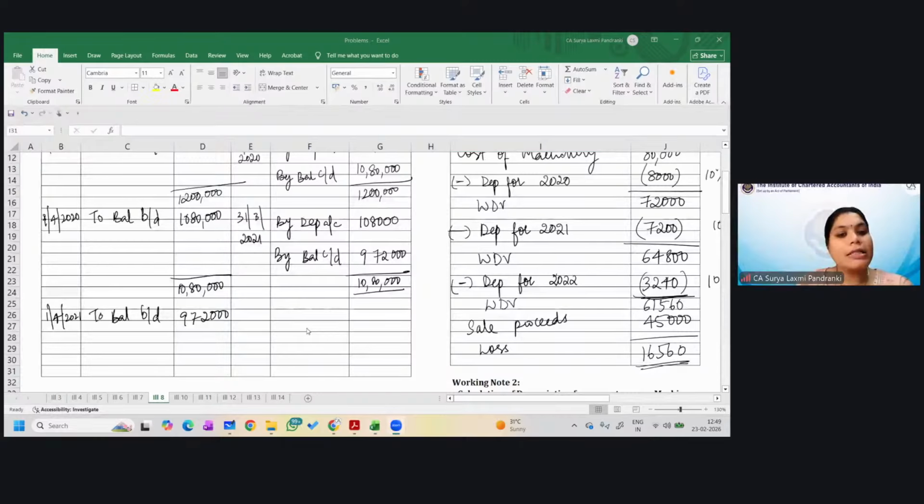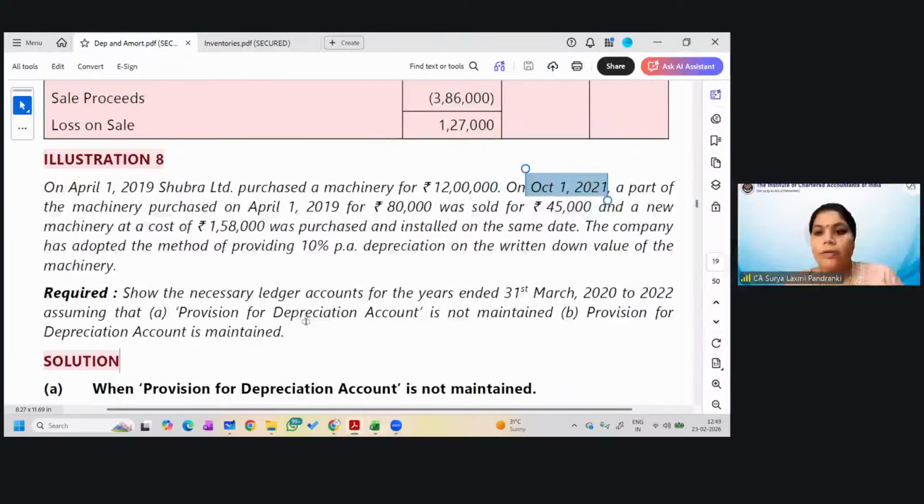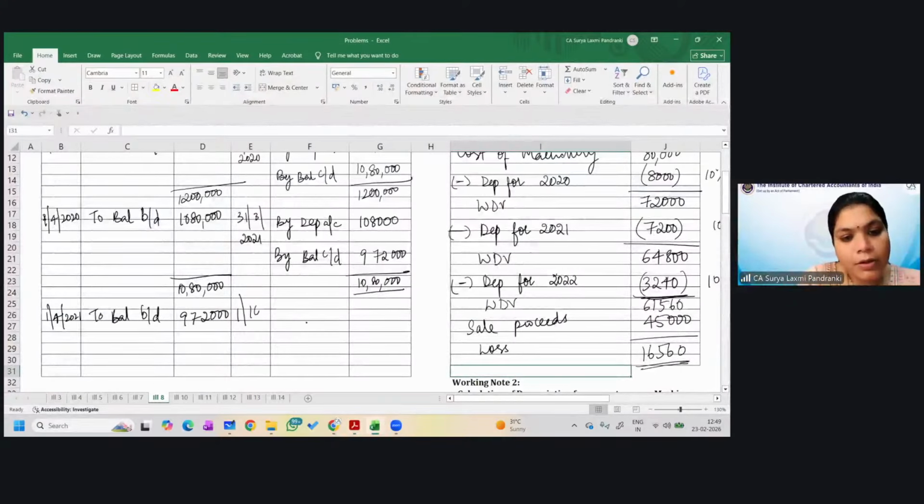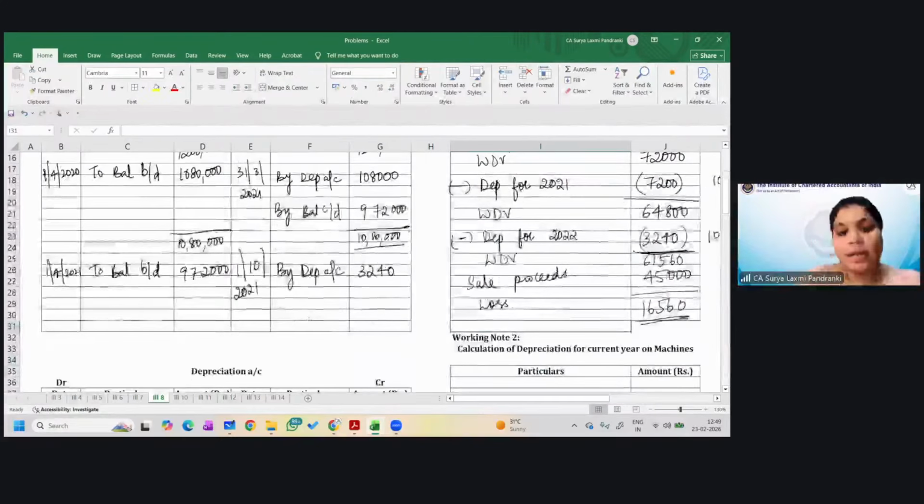I told you when there is any sale proceeds, you have to take the depreciation, you have to take the sale proceeds, you have to take the profit or loss. When did we do the sale? What was the date? October 1st, 2021. So you have to take by depreciation account. How much is depreciation? Only for 6 months because already the first 2 years' depreciation is done. That is why I've done this separately also. That is one reason, right?